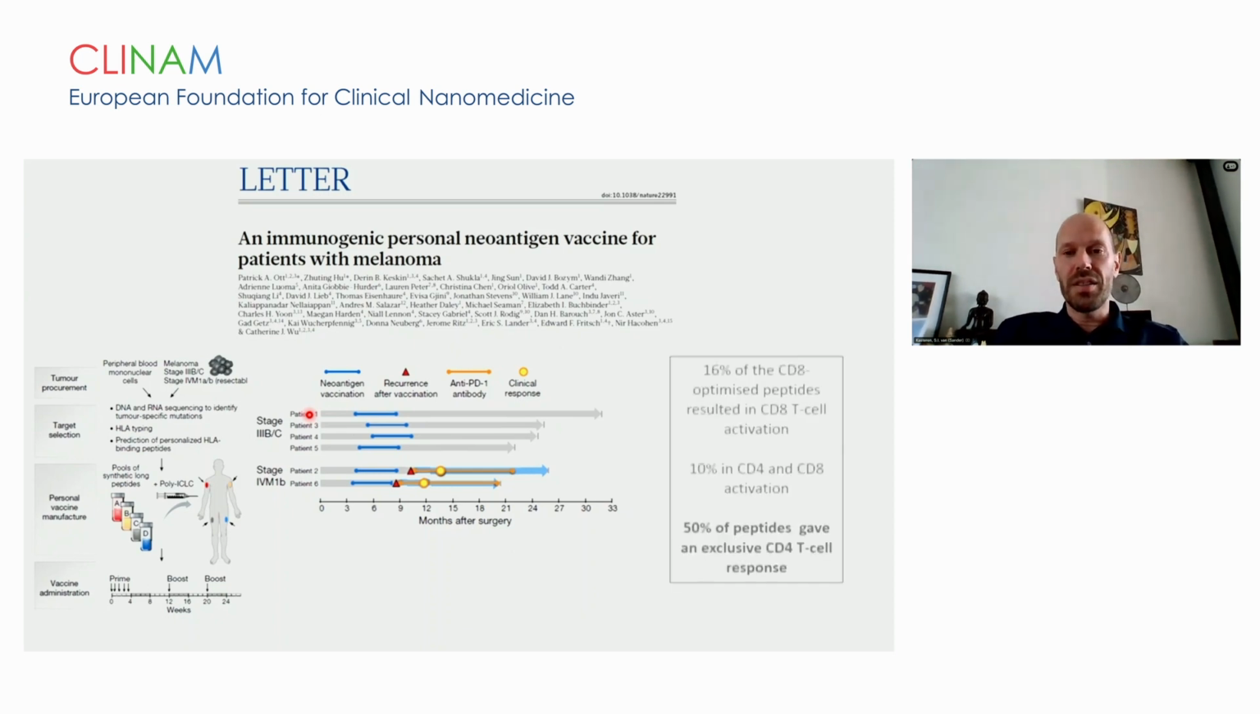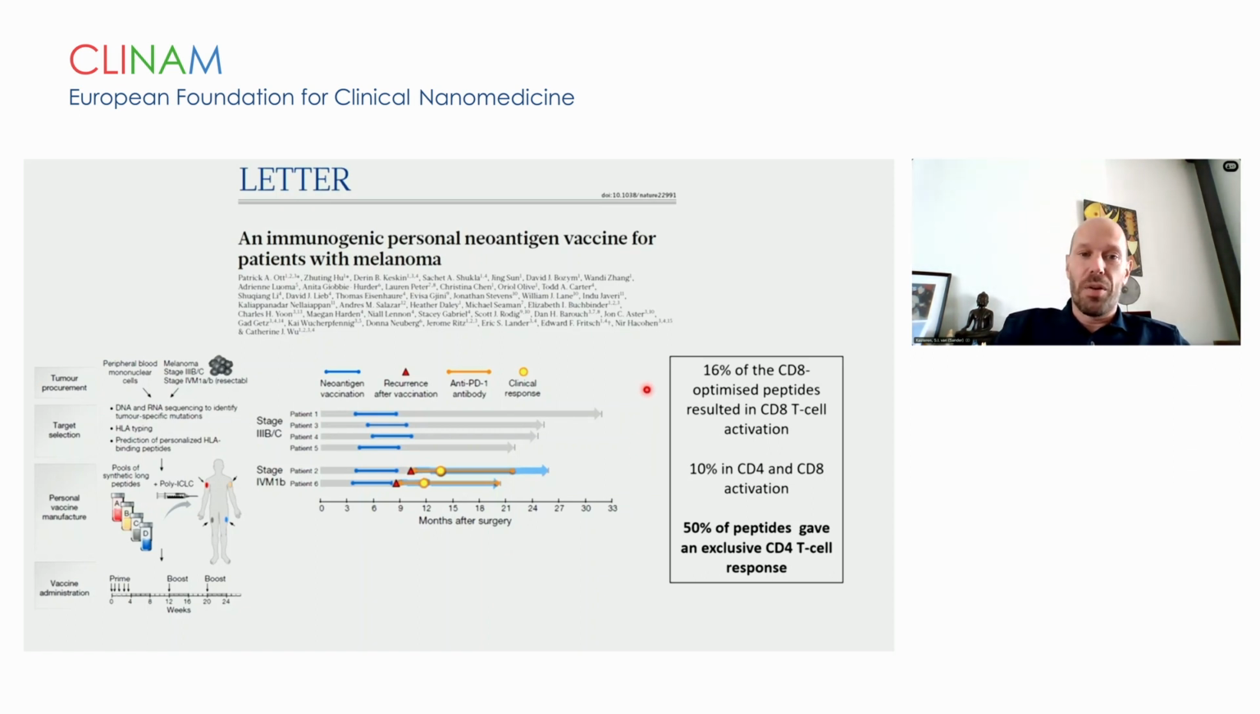But then a closer look at the study actually revealed a major surprise: of all the peptides used in the entire study, only 16% activated the correct T cell. 10% activated helper T cells and killer T cells, and 50% only activated helper T cells and did not in any way activate the killer T cells that you need.